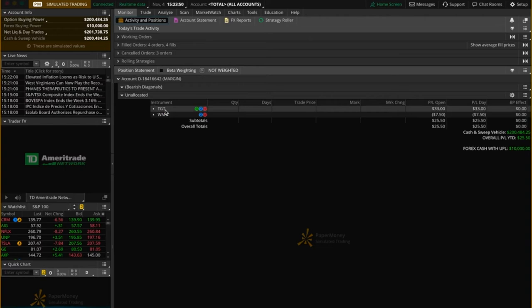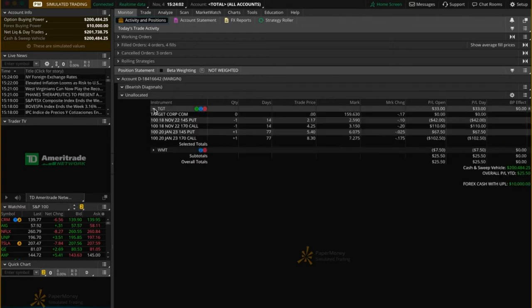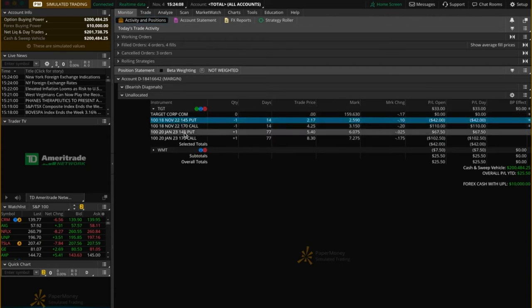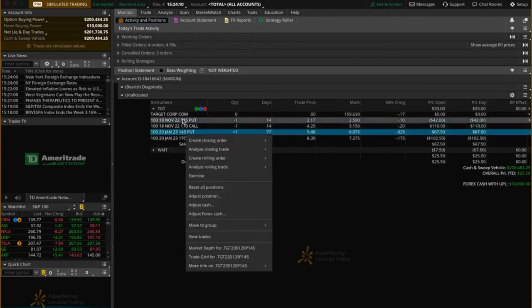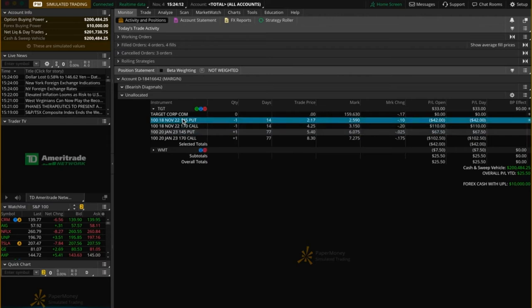These are all the ones that I haven't created groups for because I did this yesterday. And basically, this is group by instrument. So it's Target and Walmart. If you open up the Target one, you can see this is the 145 put calendar. And these guys should be grouped together.